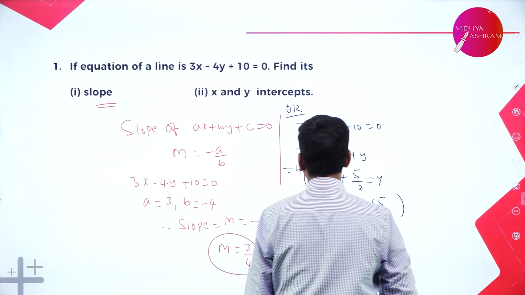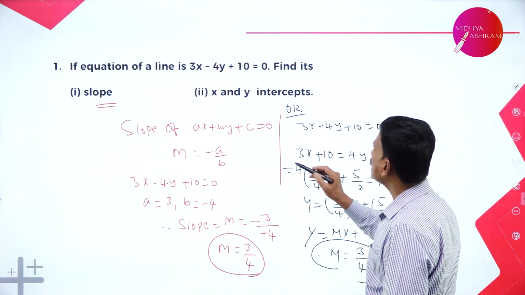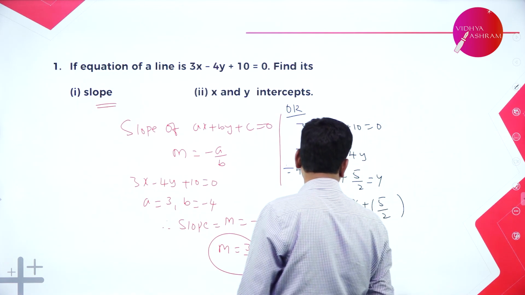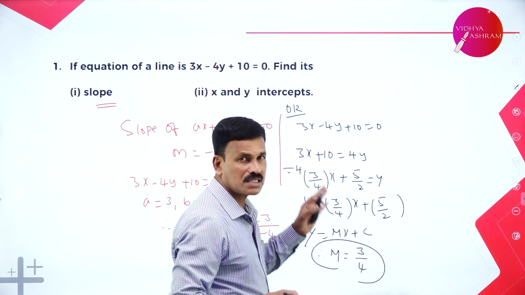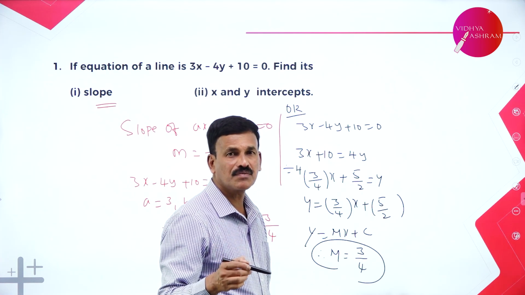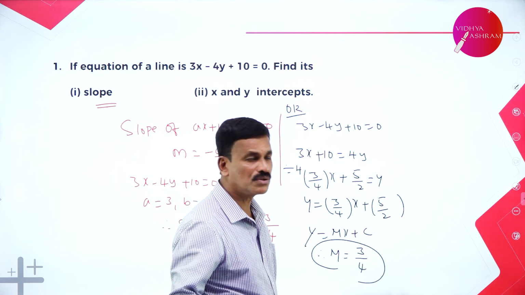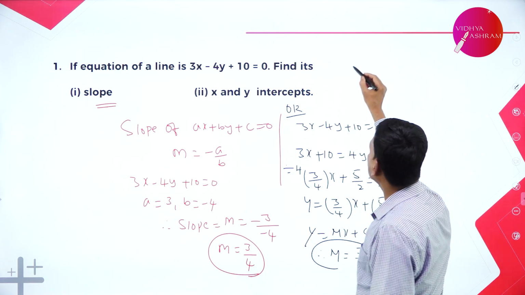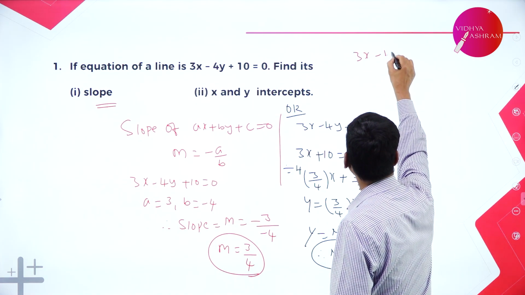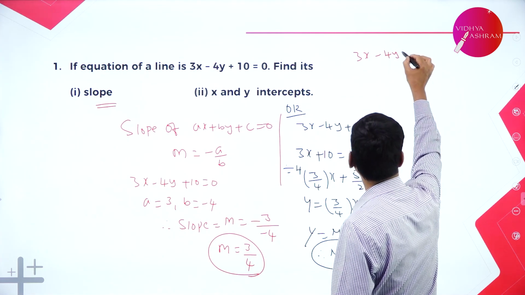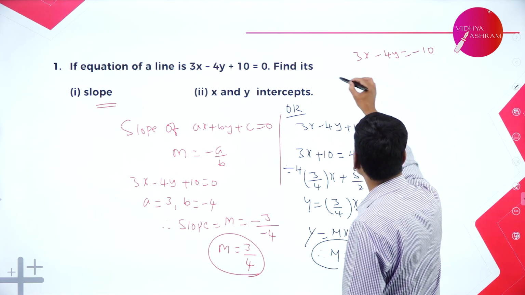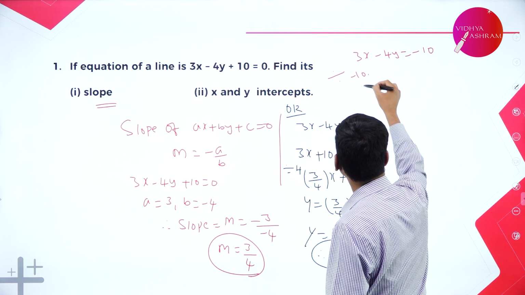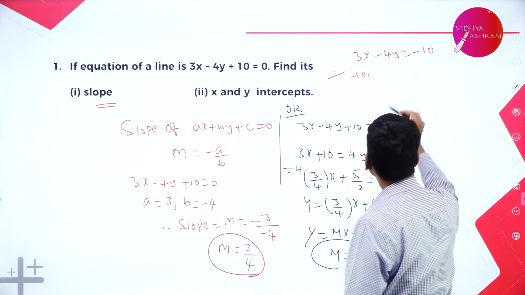Now, second concept. What are the x and y intercepts? So, here straight away you can write the x and y intercept by converting into the intercept form x by a plus y by b is equal to 1. Now, what is given? This is given 3x minus 4y, and transferring plus 10 to the right hand side, it becomes minus 10. Divide throughout by minus 10. So, what will you get?